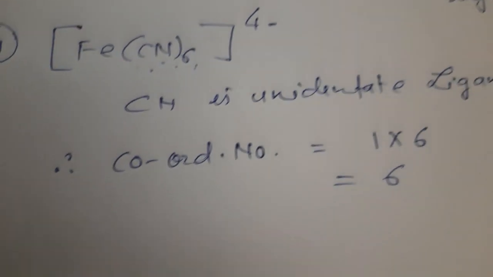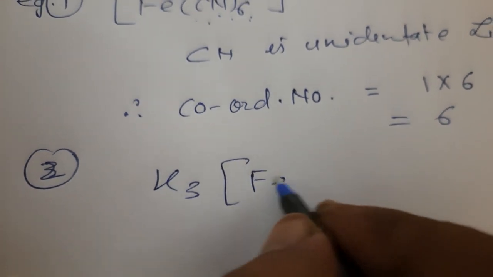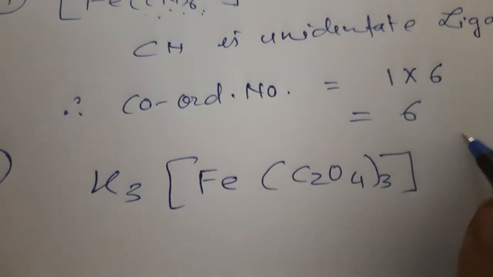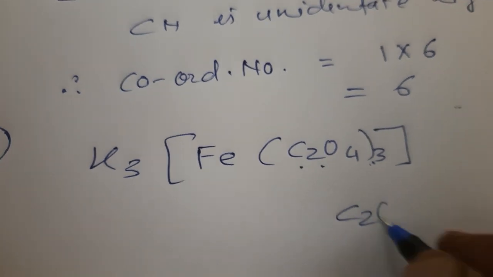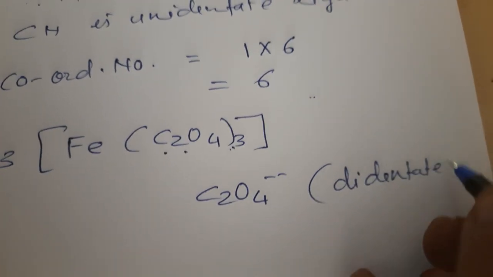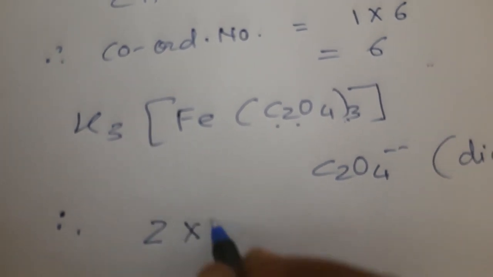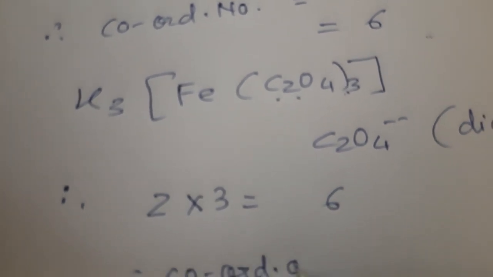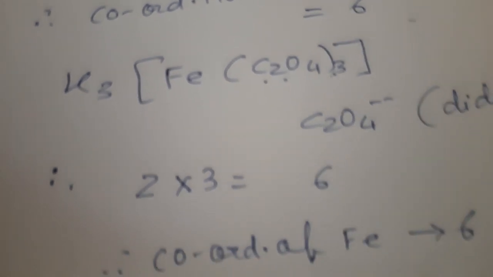Fine. If I am writing a second example, K3[Fe(C2O4)3]. Fine. There is no charge. So as we see, C2O4 oxalate ion कैसा बेटा? डाइडेंटेट है. C2O4 is a didentate ligand or bidentate ligand. Okay. Therefore, और कितने C2O4 हैं? 3. So 2 into 3 is equal to 6. Therefore coordination number of Fe is 6. Correct?